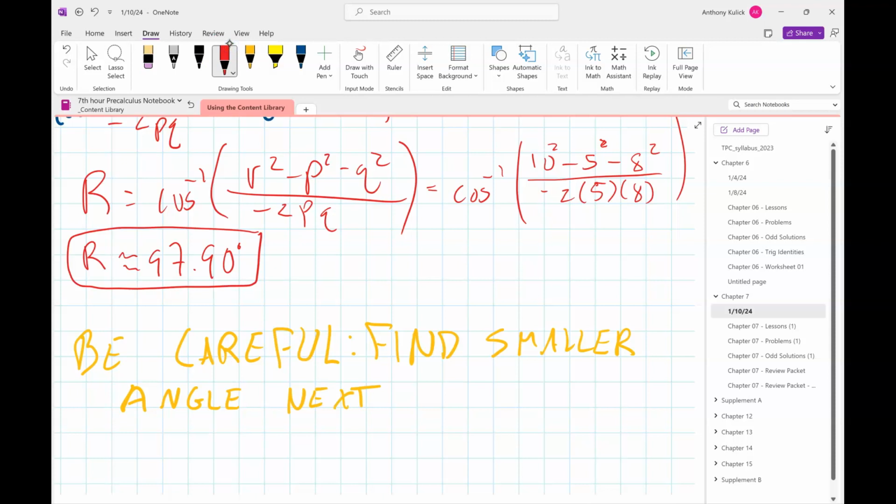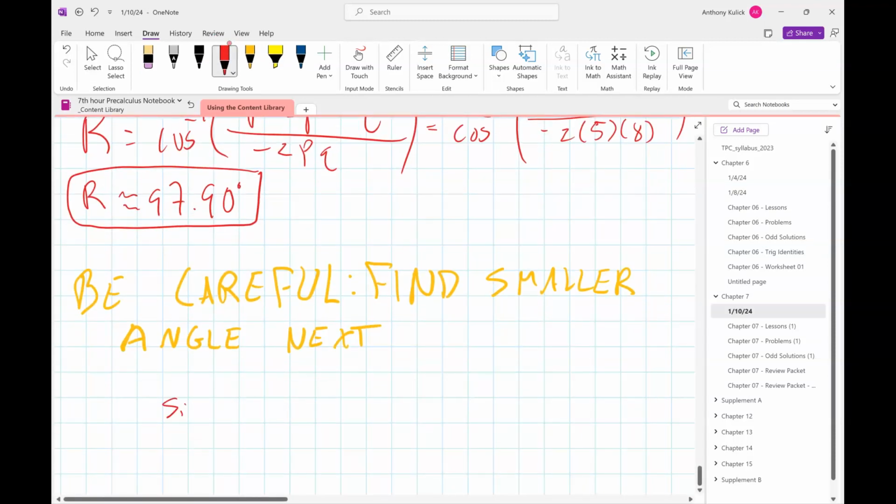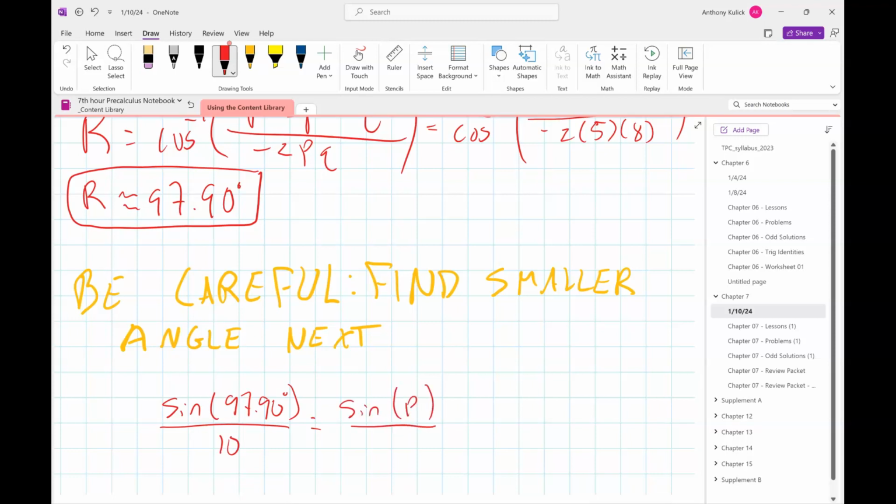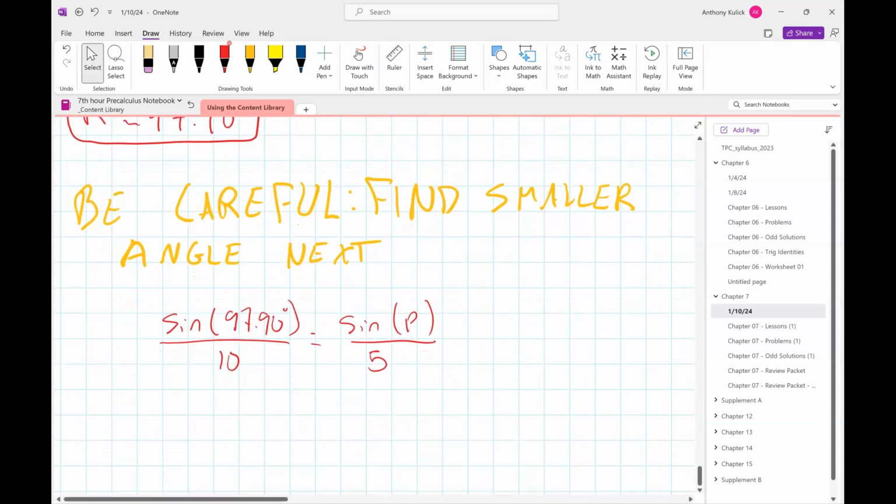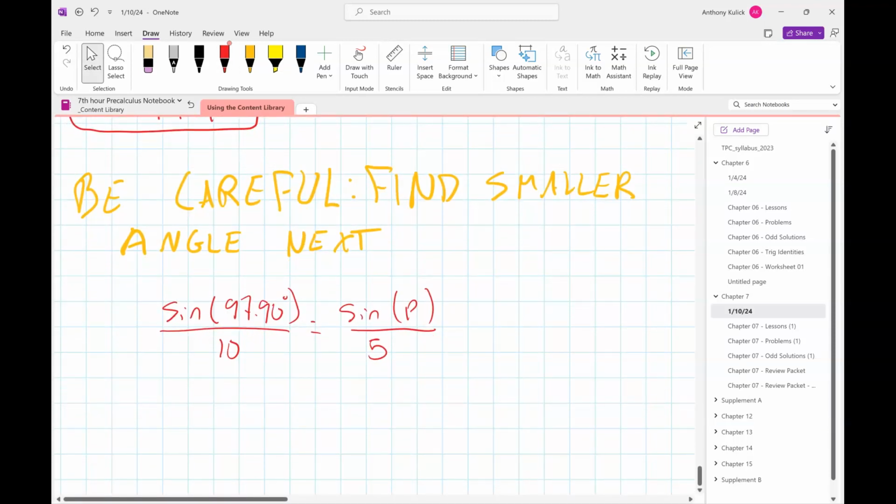And I'm going to use the law of sines to do that. So I'll have sine of 97.90 over 10 equals sine of p over 5. Cross multiply, divide, and then do sine inverse. I'm going to do that all in one step. Are there any objections to me doing it that way?